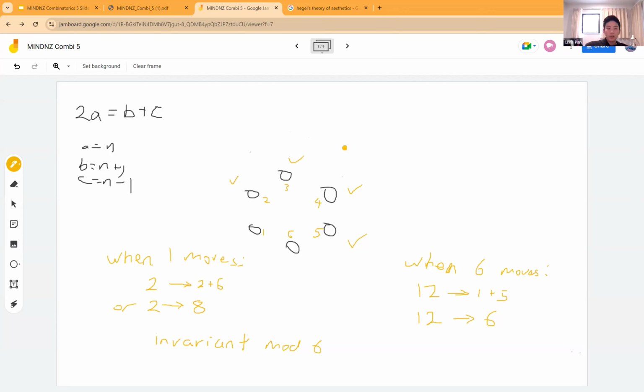So if you look at the total value, let's say we start with all our 6 coins at person 1.